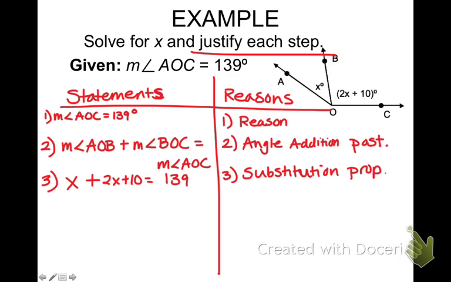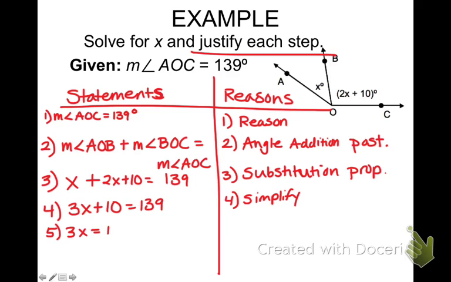Okay, so now we should be able to do this because we just practiced it. What would be your next move? Combine like terms, which would be simplify. So 1x plus my 2x's would make 3x plus 10 equals 139. So I'm going to write simplify over here. Then we would do what? Subtract 10 from 139, which makes 129. So that would be the subtraction property.